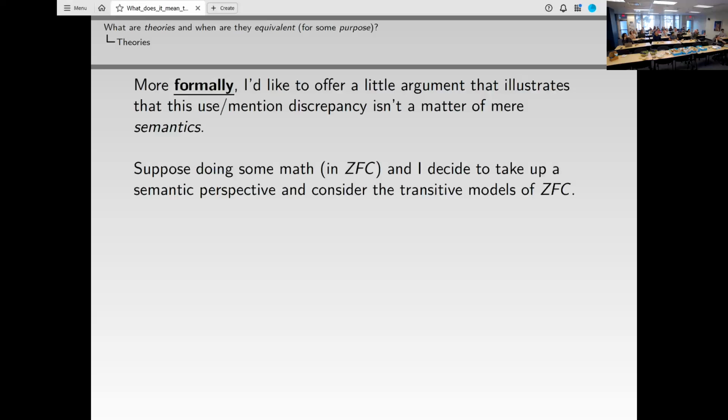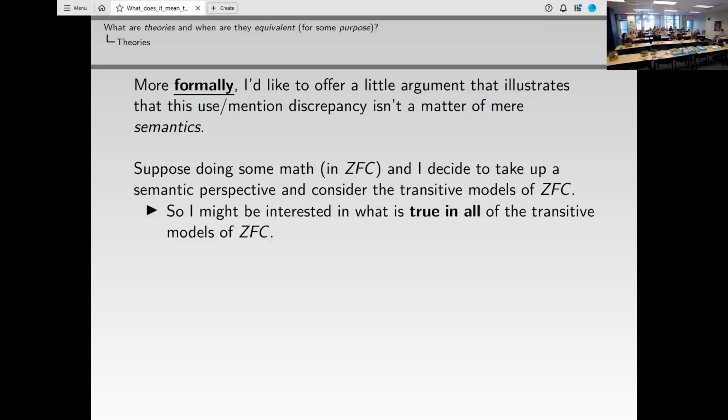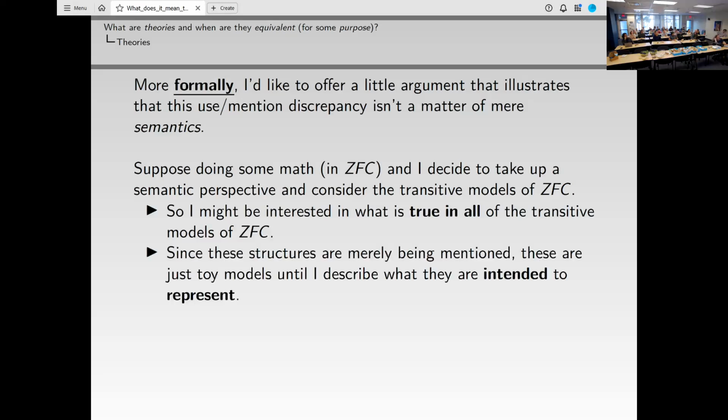Okay, so because I'm a mathematician, I'm going to choose a mathematical example. So suppose I'm doing some mathematics in ZFC and I decide to take up a semantic perspective and consider the transitive models of ZFC because I think they're great. That's what set theorists do. So I might be interested in what is true in all of these transitive models of ZFC. You can think of this as analogous to considering a collection of space-times. Since these structures are merely being mentioned at this point, I'm describing them from the outside, they're arguably just toy models until I describe what they are intended to represent.